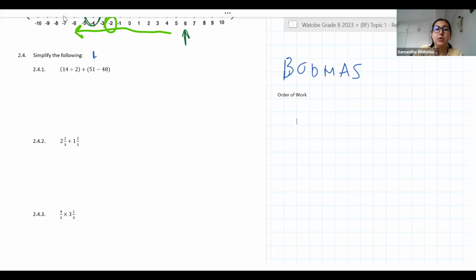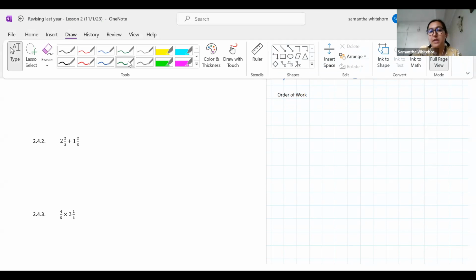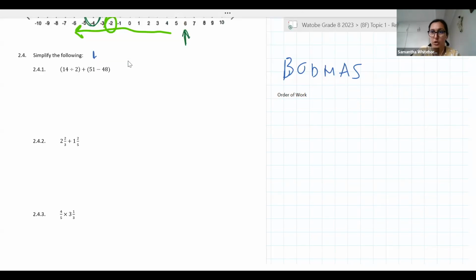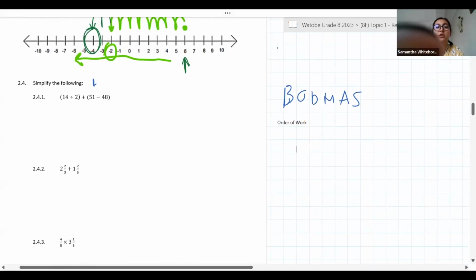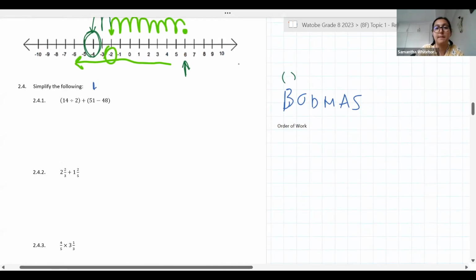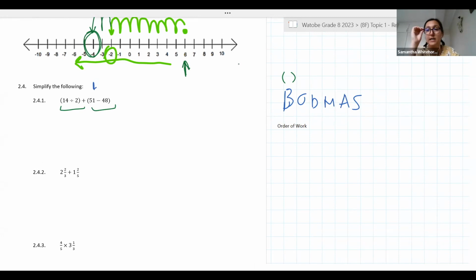So the B, does anyone want to quickly put in the chat for me, what does the B stand for? What should I be doing first according to B? Brackets, excellent. So anything that is in brackets, we need to do first according to bodmas. Okay, so we can see already in the first expression or the first sum, I've got 2 pairs of brackets here. So I need to simplify what's inside those brackets first before I do anything else.